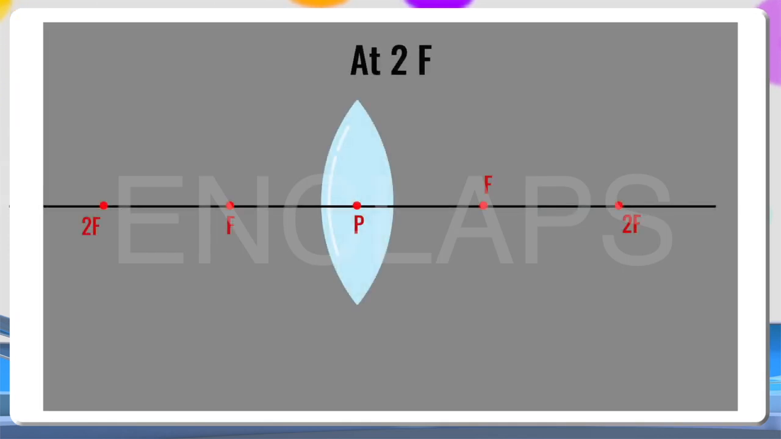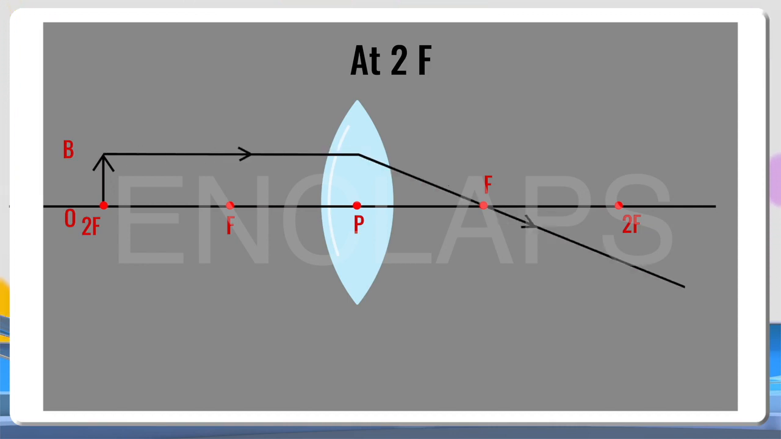In the next case, the object is placed at 2F. O is the position of the object and OB is the object height. We consider two rays here. The first ray is coming parallel to the principal axis. After refraction, it passes through the principal focus. The second ray is passing through the optic center or pole. It does not undergo deviation and continues to travel in the same straight line. These two lines are meeting at a point M, which is just below 2F.